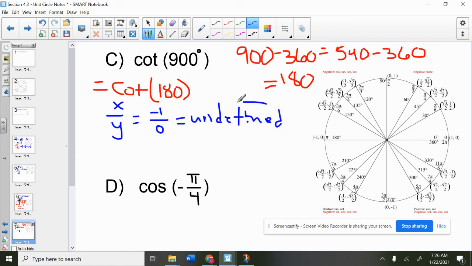That's undefined. If it was 0 over -1, 0 on the top's okay. Anytime the top is equal to 0, then it's going to equal 0. But if the bottom equals 0, that's undefined.